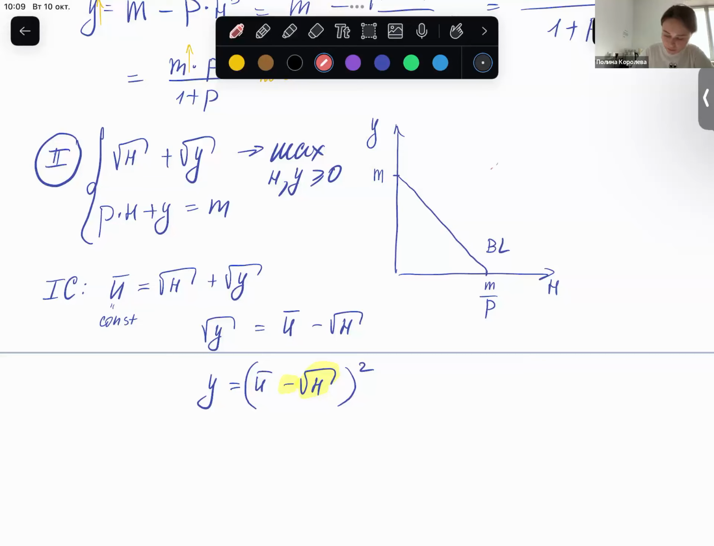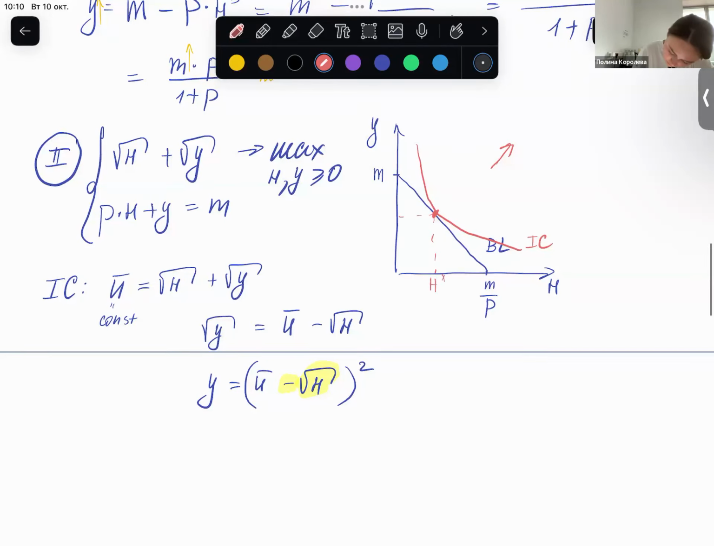So let's put the direction of the utility increase as always, and draw the highest indifference curve. This will be the last touch with our budget line. This is the indifference curve. Always name all curves. And this will be the solution of our utility maximization program. This is the demand for heating. This is the demand for composite good.